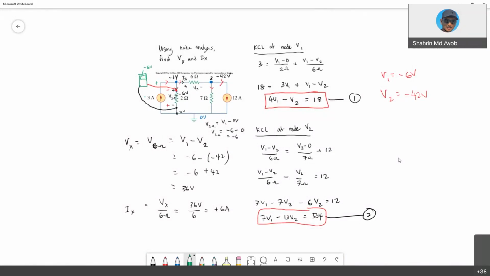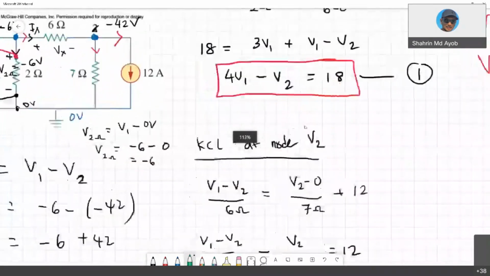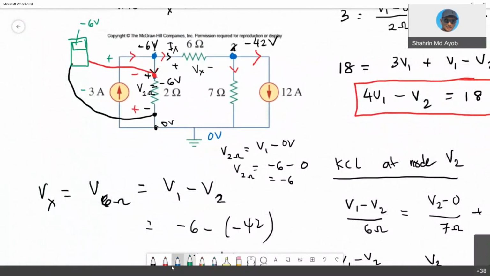Any other questions? Let's say, for example, next Ix. So let's say to find this current, IY. IY is the current that flows through the 7 ohm. Right now you have the node voltage, so for the current IY you can simply use the voltage drop across the 7 ohm over 7 ohm, or V2 minus 0 over 7 ohm.